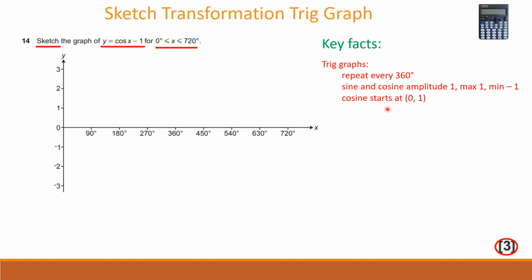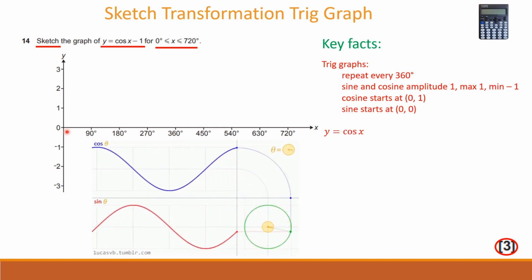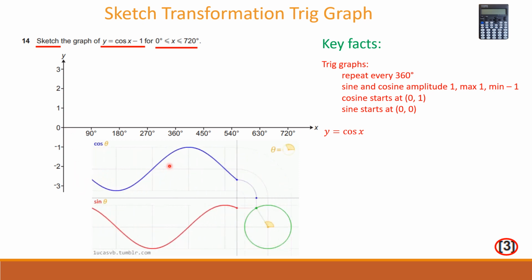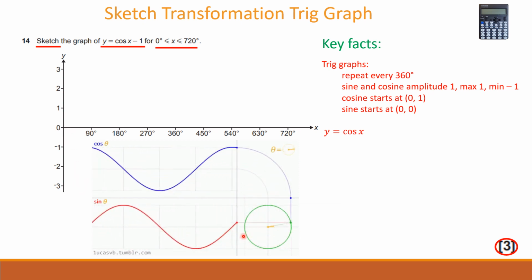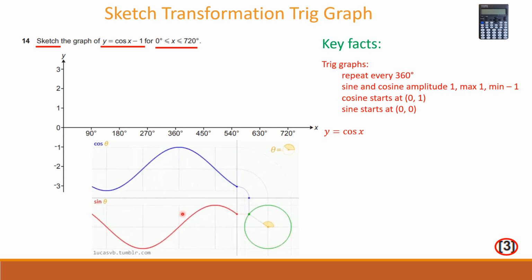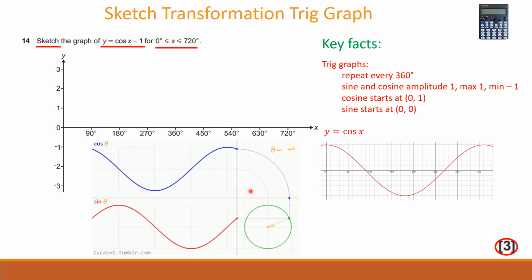The cosine graph will start at the point 0, 1, so the coordinate 0, 1, and the sine curve will start at the point 0, 0. Now, you'll be expected to know what the cosine graph looks like. And you can see down here in this little animated picture, the sine and the cosine graph are being linked to the unit circle that is down here, showing how these two graphs are actually formed.